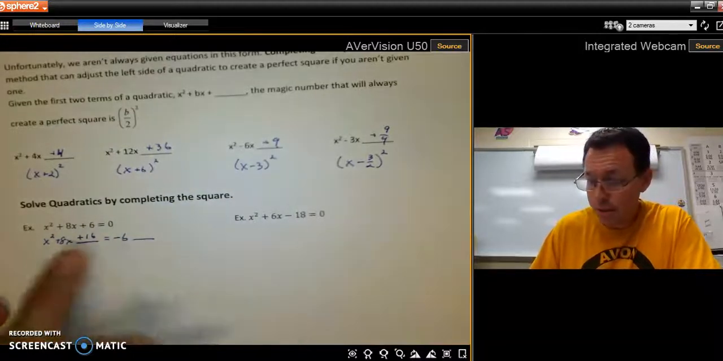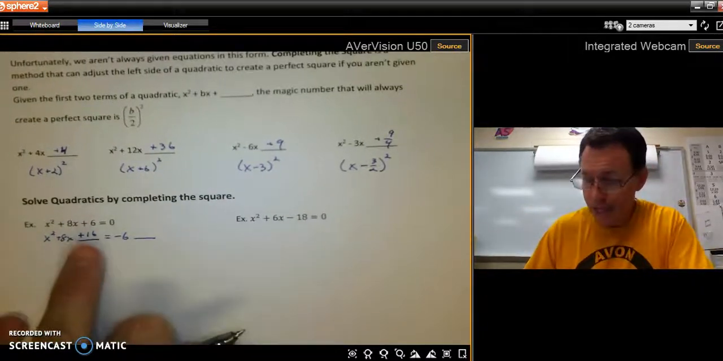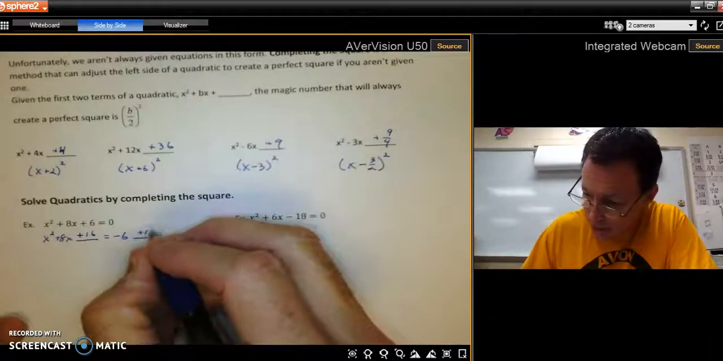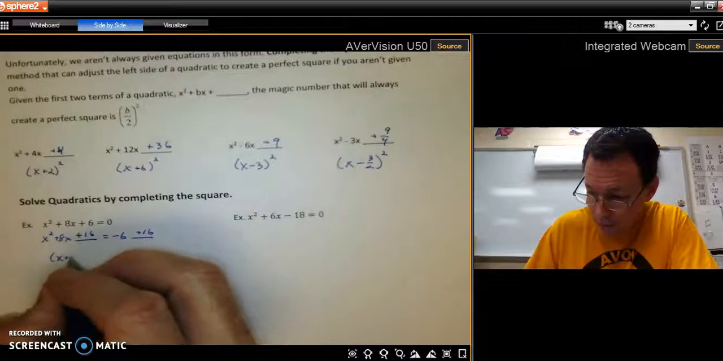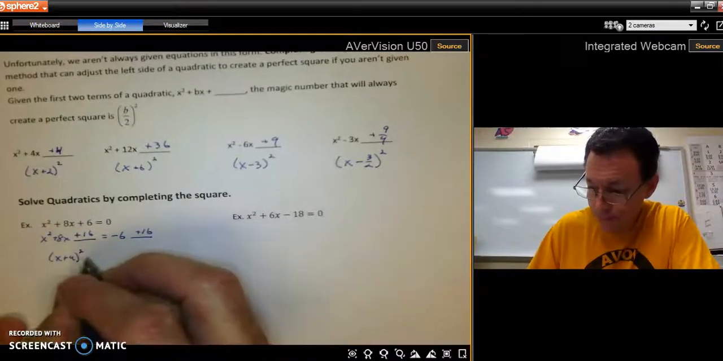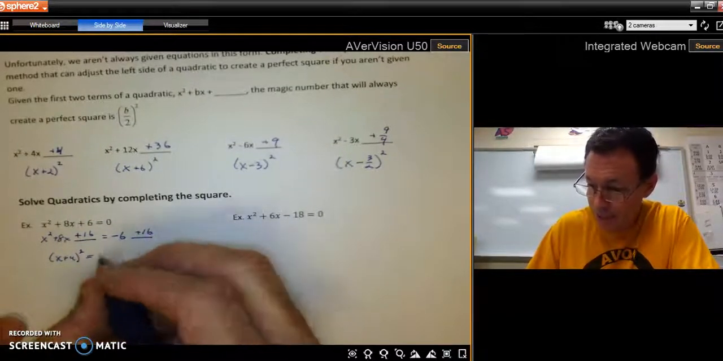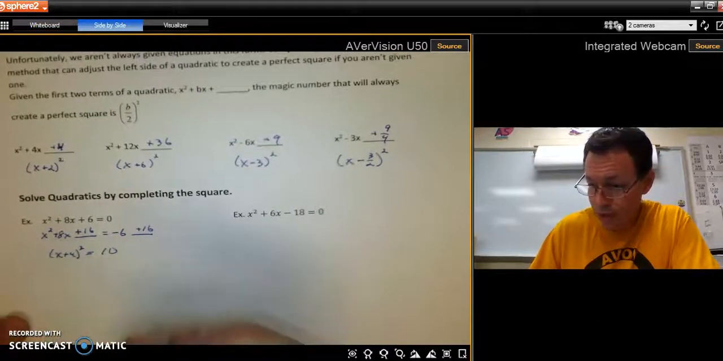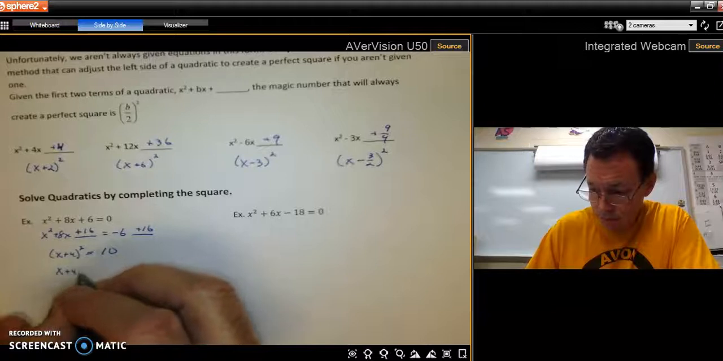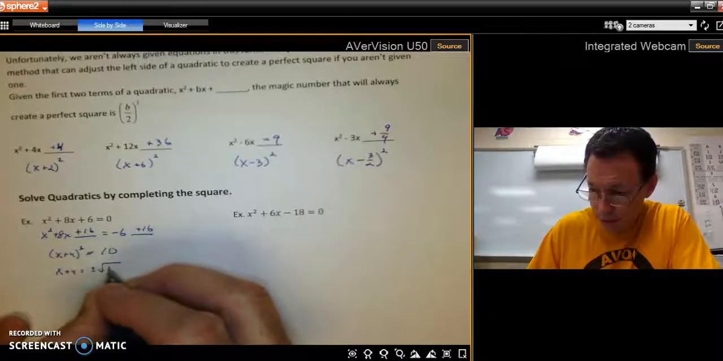Now, you've upset your balance. So if you're going to add 16 here, you got to add 16 over here. But now this is a perfect square. This is x plus 4 squared. This side is negative 6 plus 16, that's 10. But now I can solve it by just taking the square root of both sides, plus or minus radical 10.